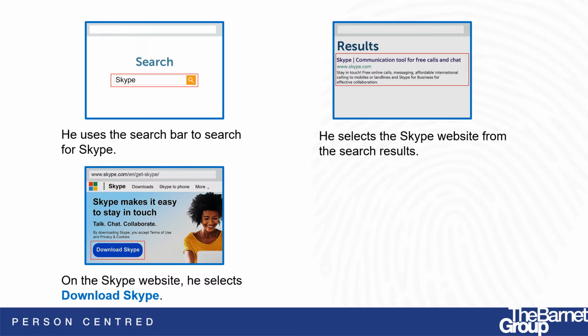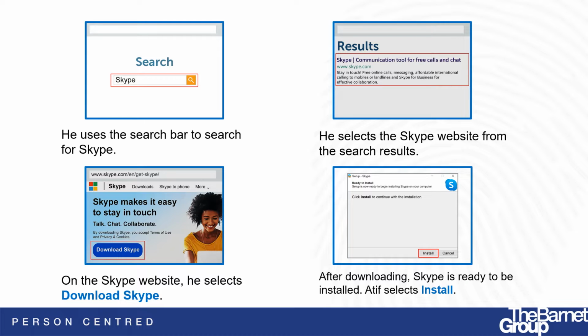On the Skype website, he selects Download Skype. After downloading, Skype is ready to be installed. Atif selects Install.